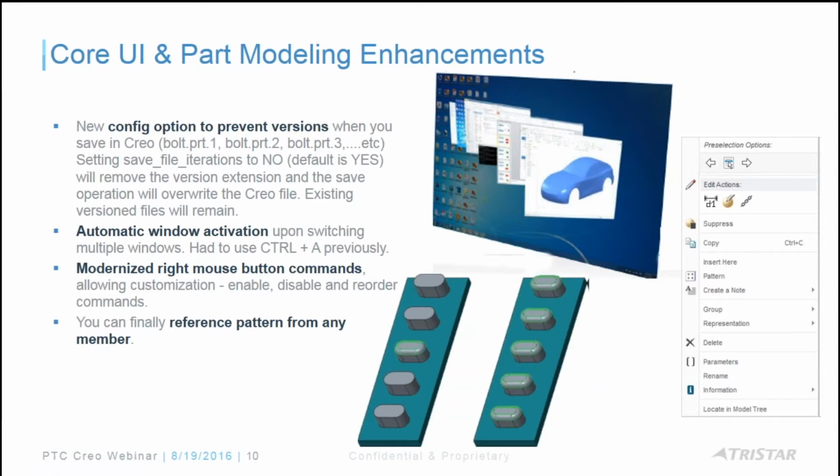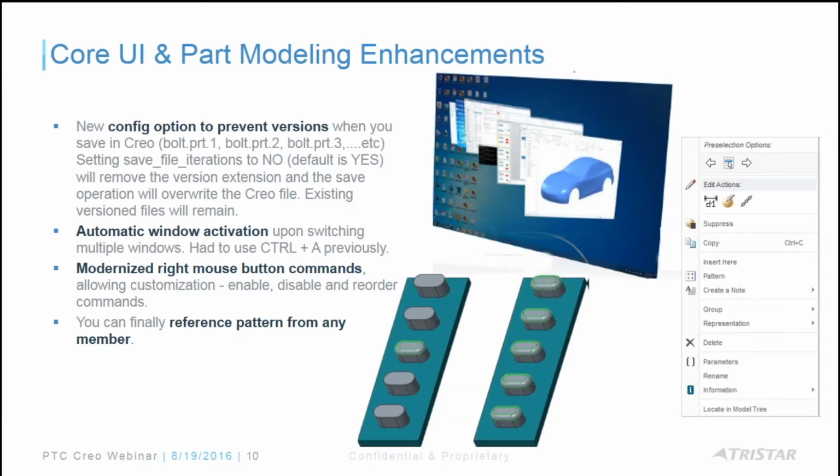A new enhancement in the config.pro options is to prevent versioning. What that means is you can turn off the versioning and not save every iteration when you hit save on your model, and that's useful when you work with a limited size storage hard drive, so you don't need to keep purging your files to get rid of all the old versions or iterations. This works only when you're not using Windchill PDMLink, because Windchill PDMLink controls this versioning iteration every time you check the model into Windchill.